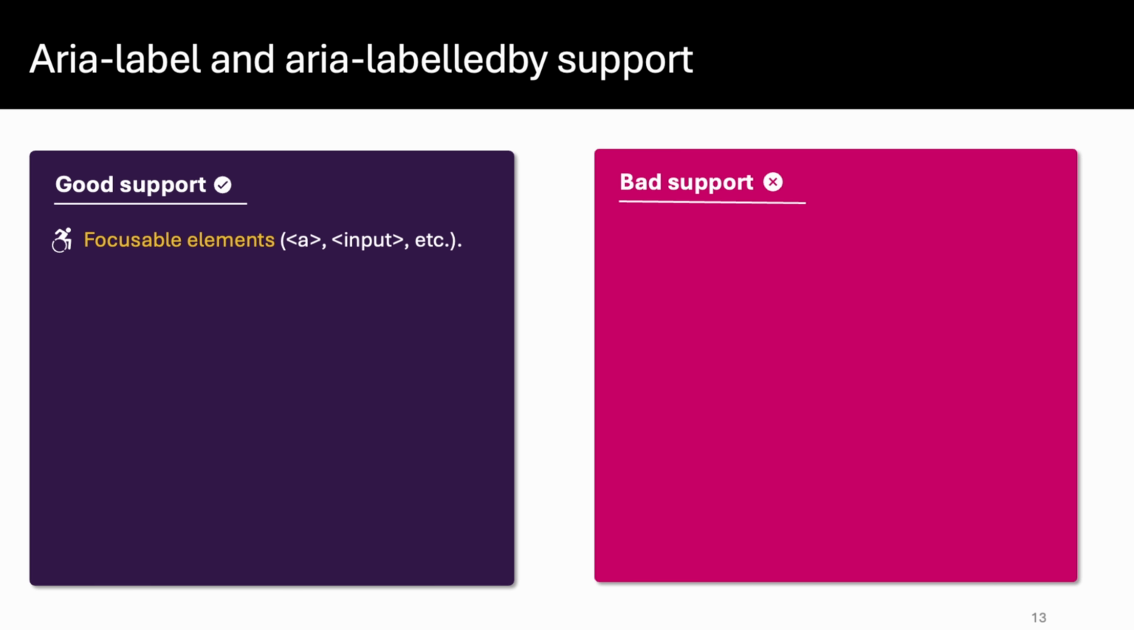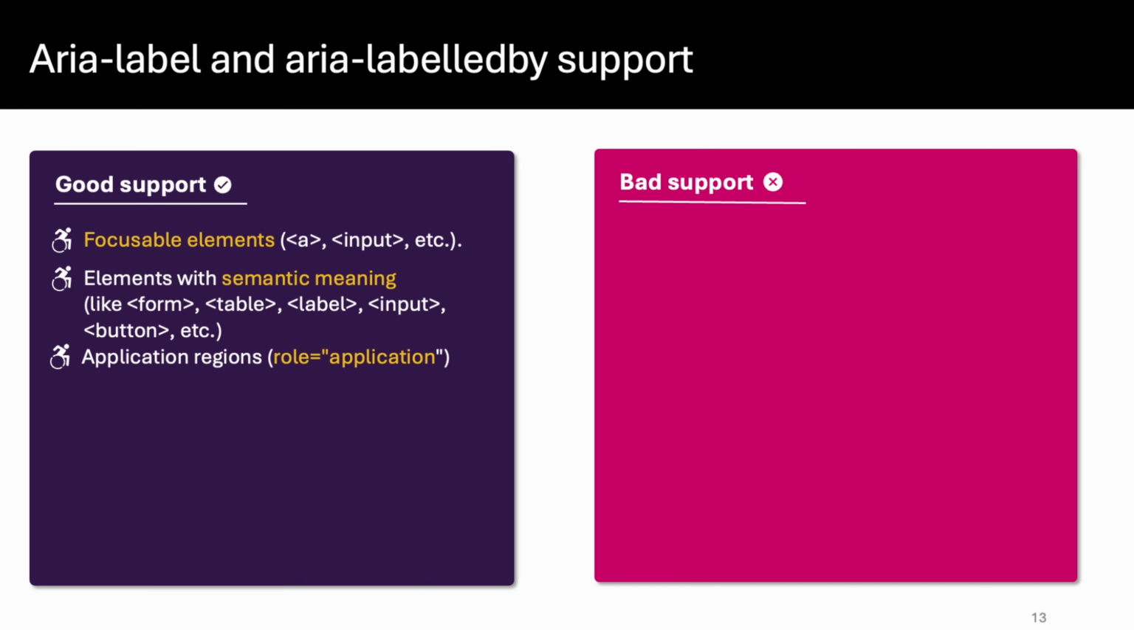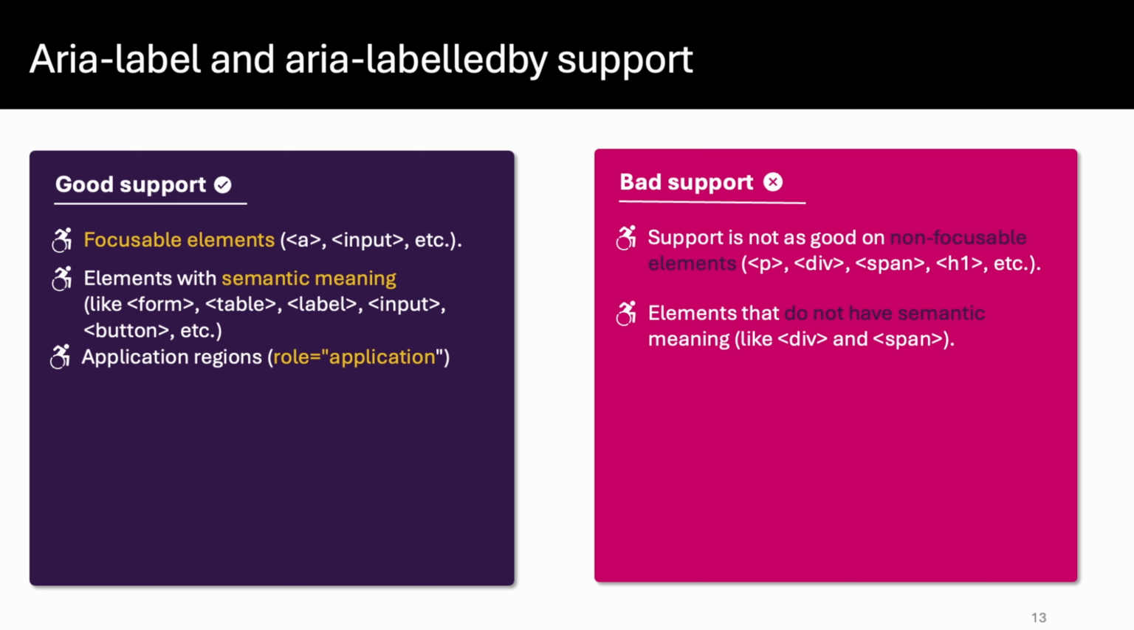They are strongest on elements that are focusable or elements that already have semantic meaning. So if you put aria-label on a button, input field, or a table, you are usually in safer territory. But if you put aria-label on a random div, span, or paragraph, you may not get the support or behavior you expect. The lesson is simple. Start with semantic HTML. Use aria to enhance semantics, not to force meaning onto meaningless markup. Now, if you convert a div into a region using role region, aria-label does work in those instances.